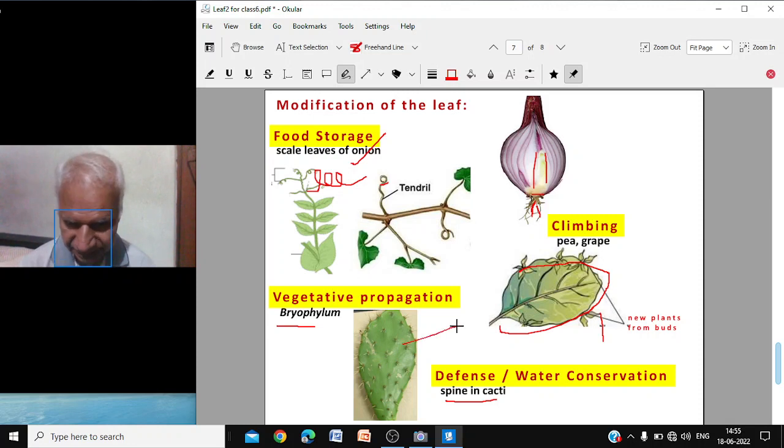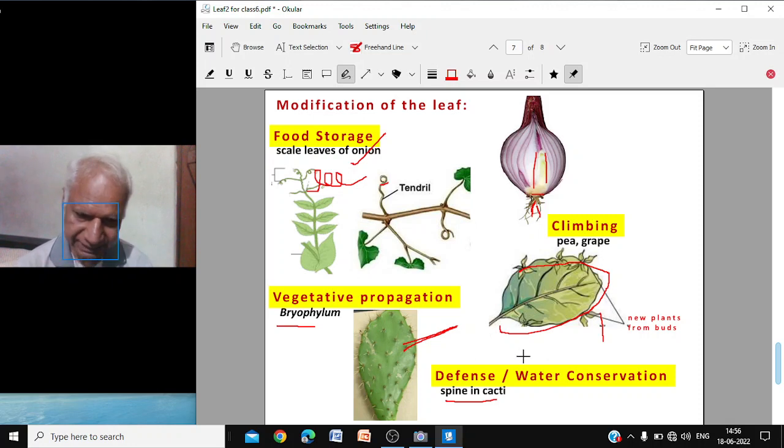Spines are sharp structures. They look like thorns, but they are not thorns, because thorns we say when they are modified stem or modified branch. When it is modified leaf, we will say spine. But the appearance is same, sharp pointed structures.